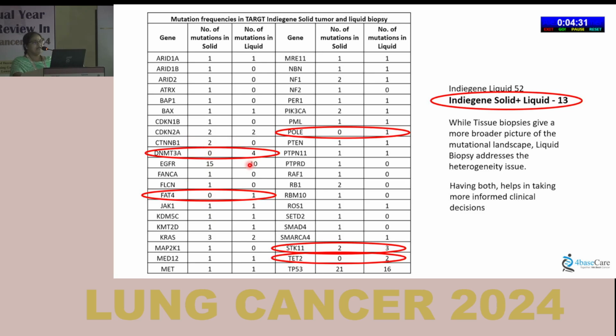You are able to pick up some important biomarkers in the liquid which you were unable to pick up in the tissue biopsy, that is adding value to either therapy decisions or prognostication. I won't get into details in the interest of time, but the take-home message here is, in broader panels also, you have a significant value add that comes in when you do a liquid biopsy profiling along with a tissue biopsy.